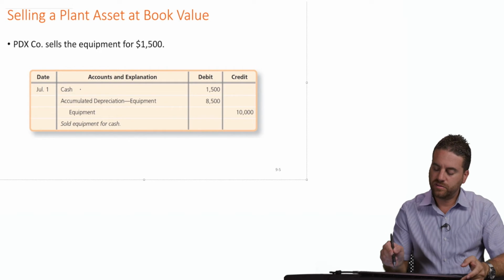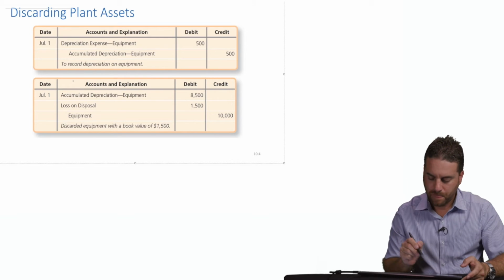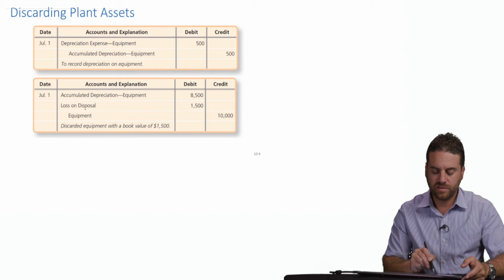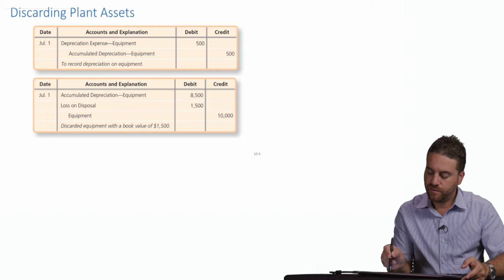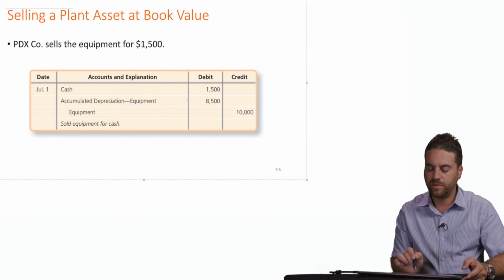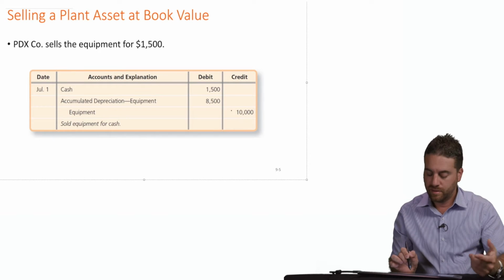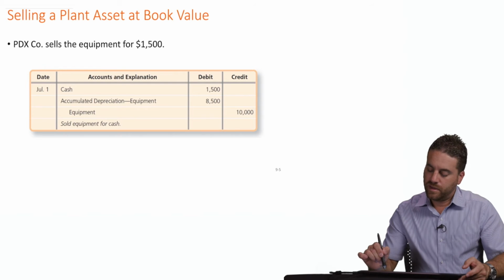So it's very similar to the previous journal entry, except that instead of having loss on disposal $1,500, I'm going to have cash debit $1,500. I'm still going to debit accumulated depreciation $8,500. I'm still going to credit equipment for $10,000. Instead of loss, there's cash.